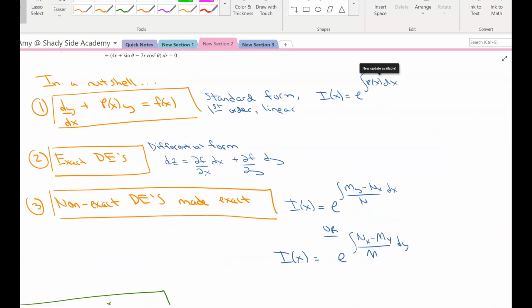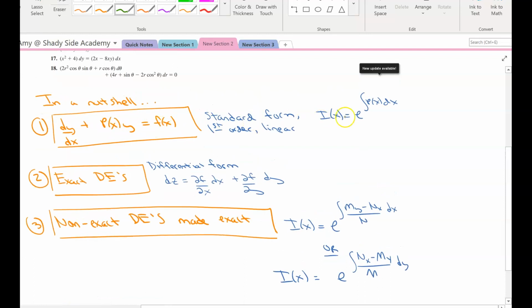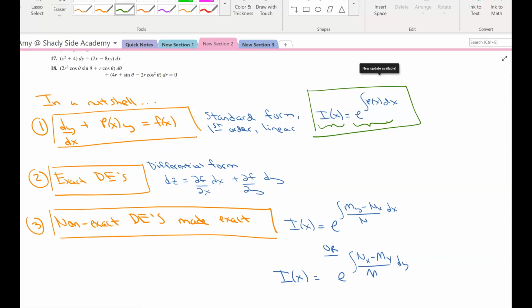I want to focus, in a nutshell, on the 3 novel ways we solved DiffyQs before we left for break. The first one was, given a differential equation in what's called standard form, first order linear, right here, we had an integrating factor, and that integrating factor was e raised to the indefinite integral of p of x dx. You may recall we multiplied the entire DiffyQ by I of x, this integrating factor, which then yields a differential equation that we can integrate to solve.